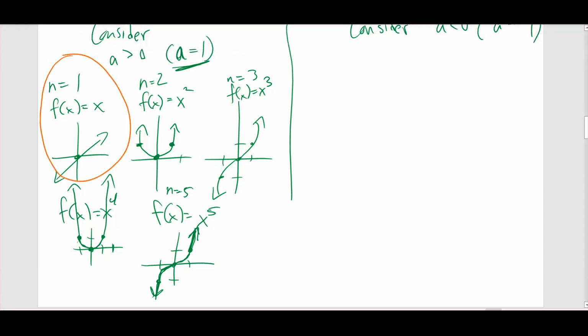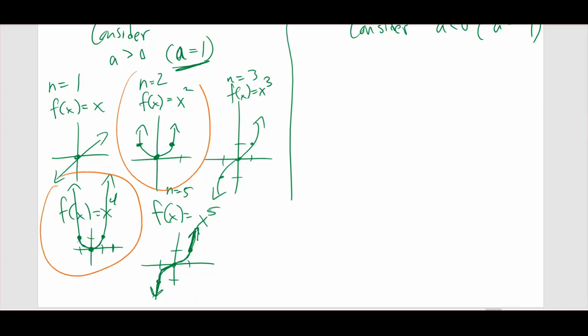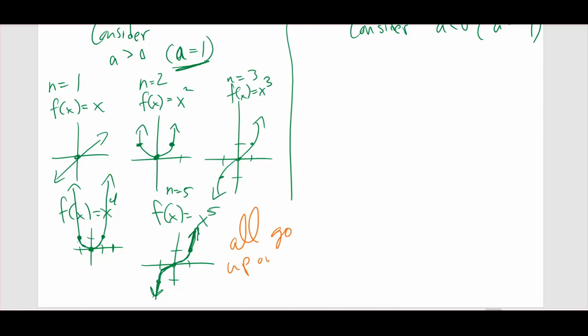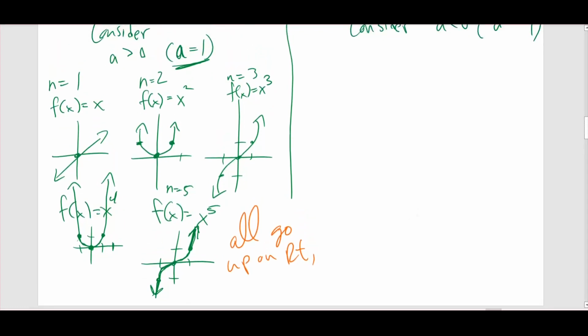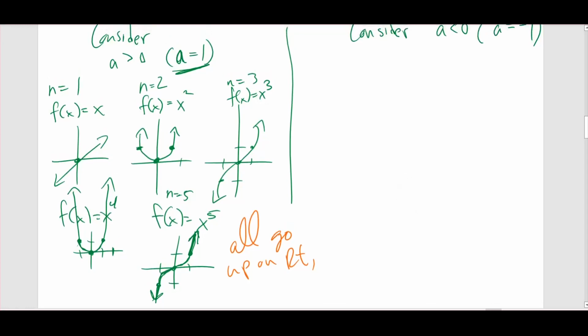We've got n equals 1 goes up on the right, down on the left. N equals 3 goes up on the right, down on the left. N equals 5 goes up on the right, down on the left. And we can see the pattern with all of these even numbers too, right? 4 and 2, they both go up, so all go up on the right. The odd ones go down on the left. I think we're going to generalize this more later, but what we should notice is that they all go up on the right and the odd ones go down on the left.